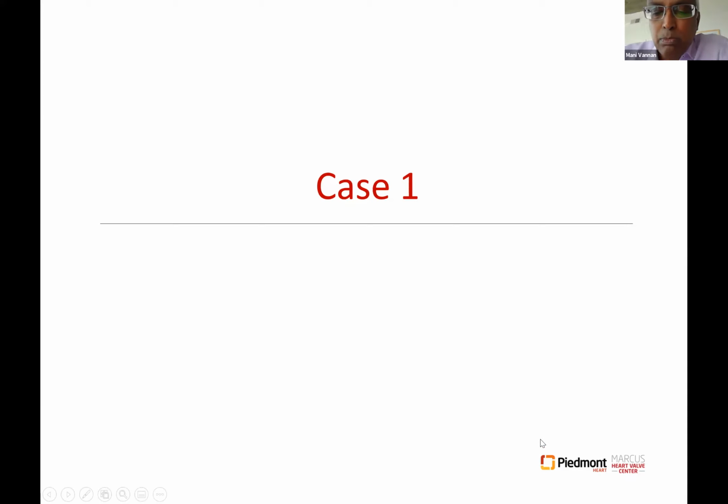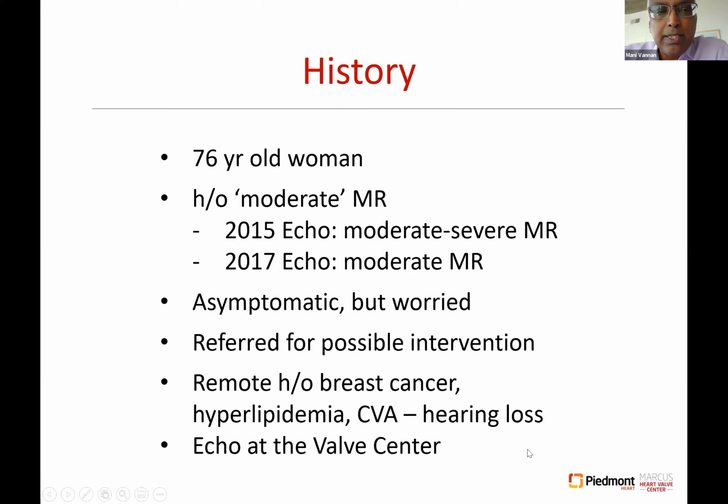Other than that, the most important application of quantifying mitral regurgitation is in the middle, when there is moderate mitral regurgitation. Let's look at this case. This is a 76-year-old woman who has a history of, quote unquote, moderate MR. We see these kind of patients all the time. I'm sure many of you see these kind of patients.